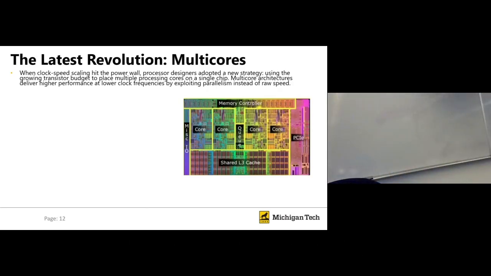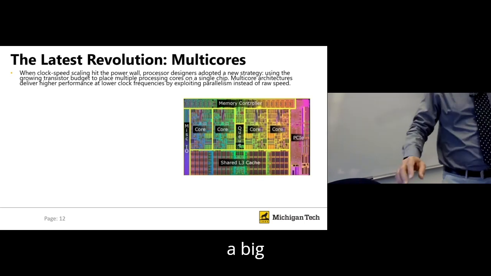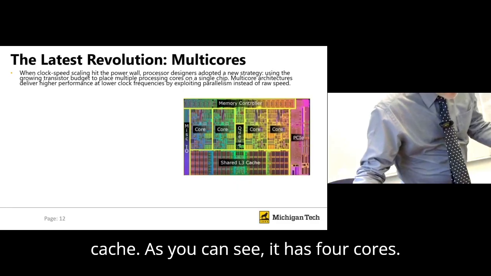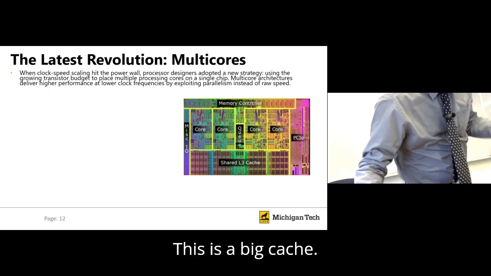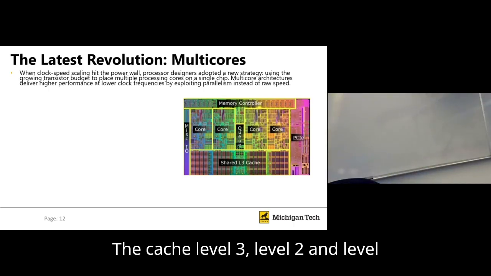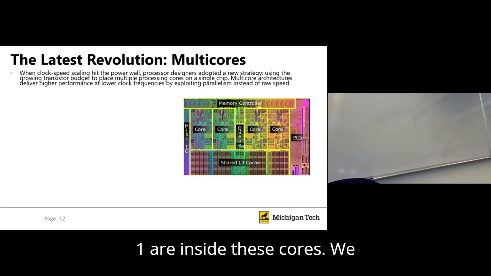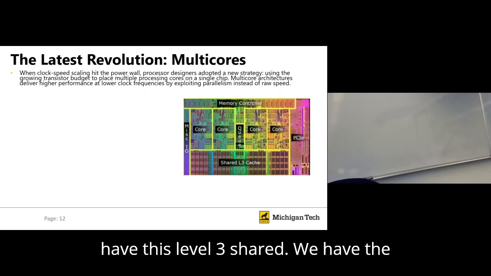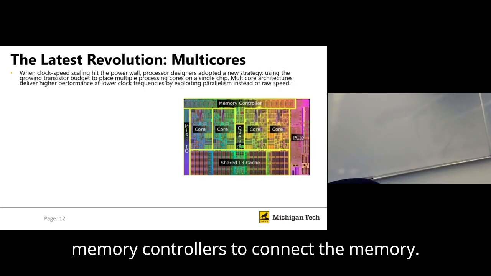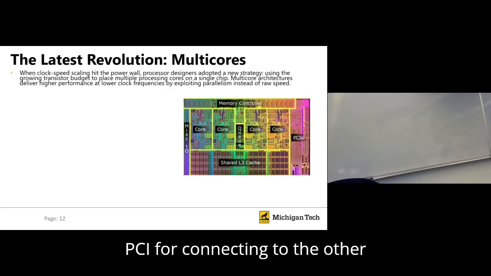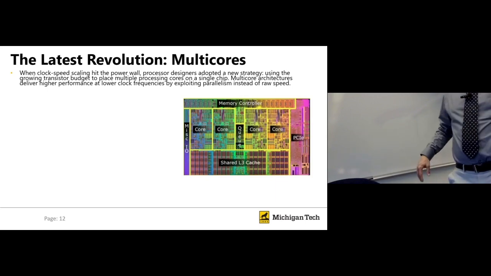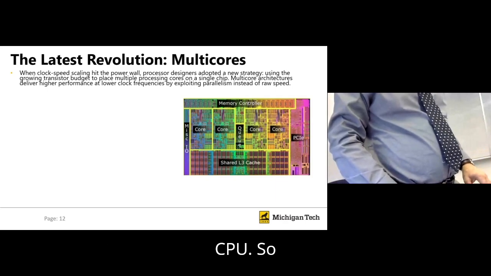As you can see, this is the inside of an Intel i7 CPU. It has a big cache, and as you can see, it has 4 cores. Cache level 3, level 2, and level 1: levels 1 and 2 are inside these cores, and level 3 is shared. We have the memory controller to connect to the memory, and we have MISC IO and PCI for connecting to the other components of the computer outside of the CPU.